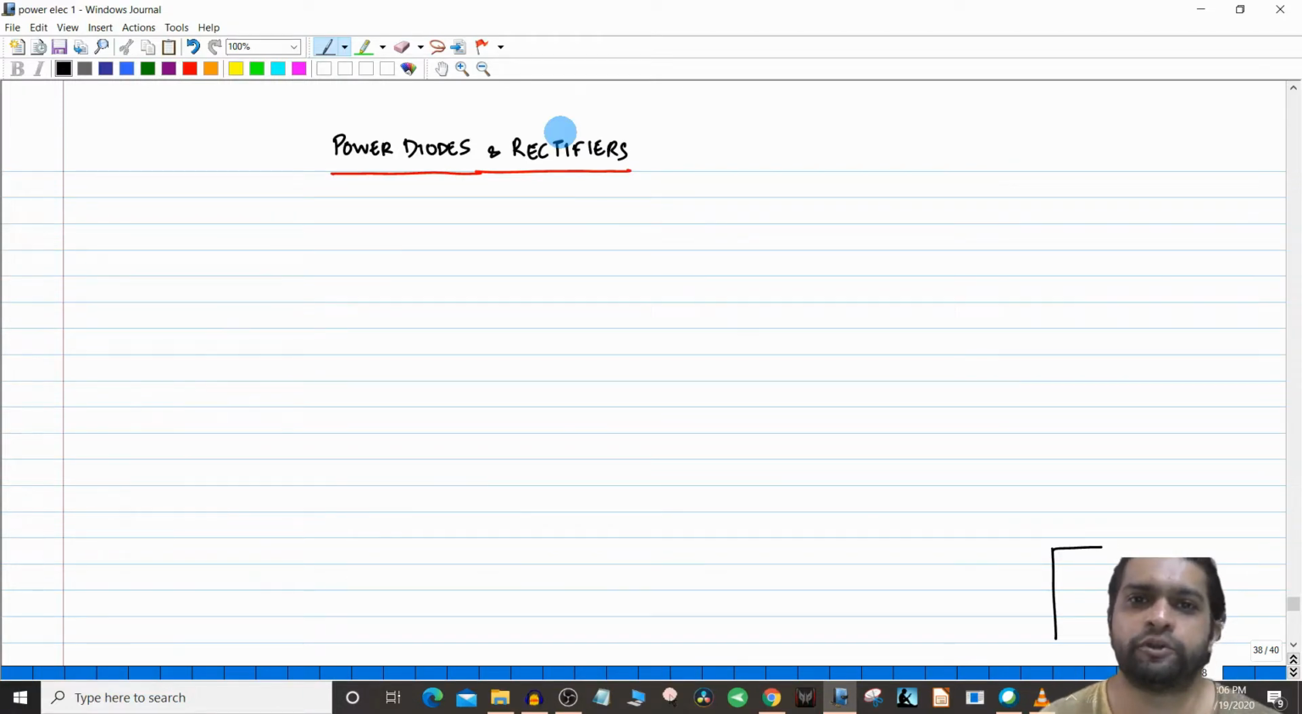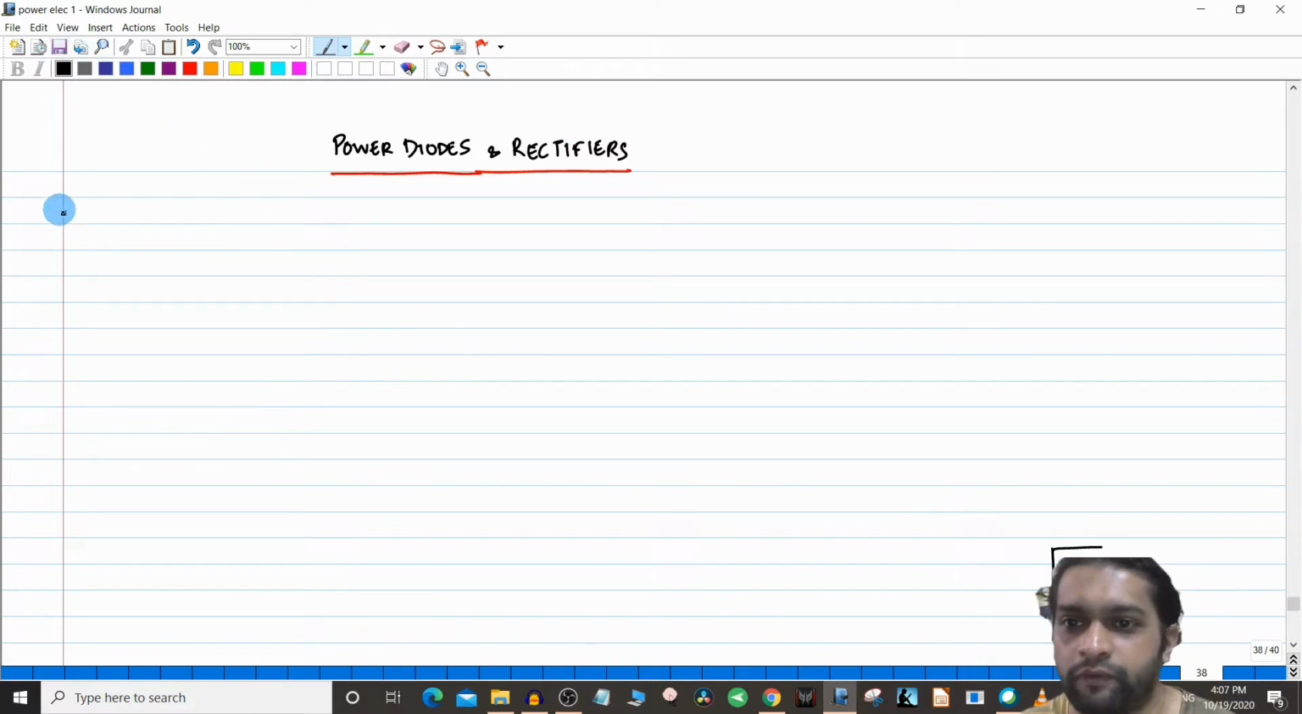Hello friends, so today we are going to start a new chapter on power diodes and rectifiers. Till now we have been going through the introduction of power electronics, which was basically getting to understand the various characteristics of switches, ideal switches, practical switches, etc. Today we are going to start our first device, which is called power diodes.